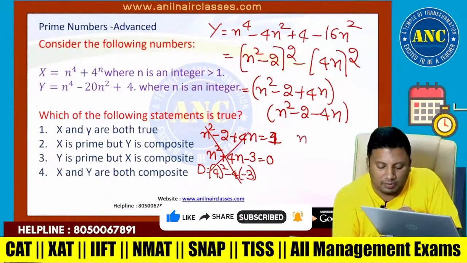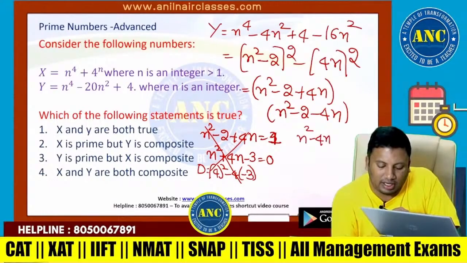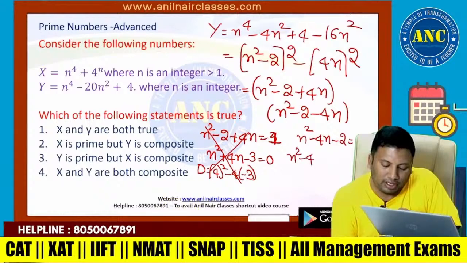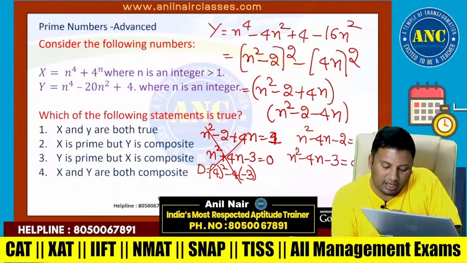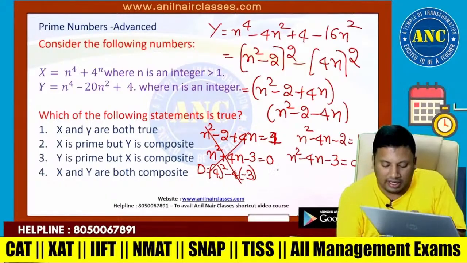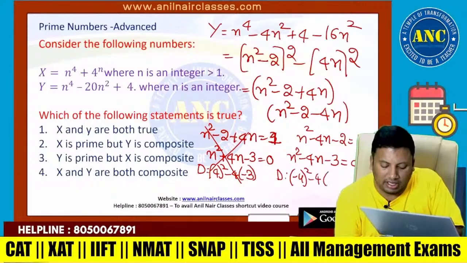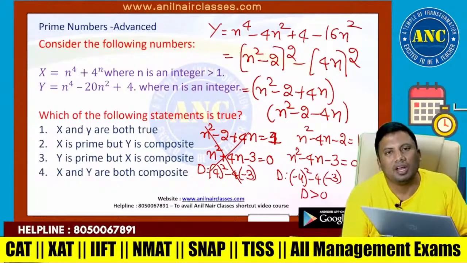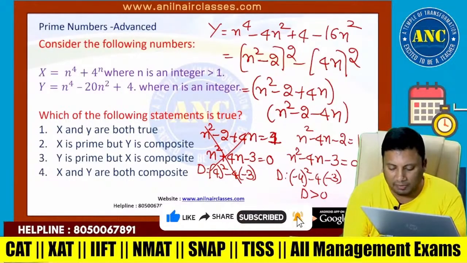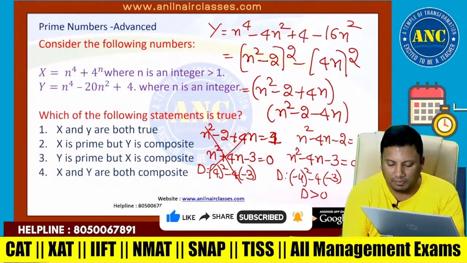These are not possible. Now n square minus 4n minus 2 equivalent to 1, so n square minus 4n minus 3 equivalent to 0. Again D is b square minus 4ac, and D is greater than 0. The discriminant is greater than 0. If n is any integer it is forming, then that value will be the answer.